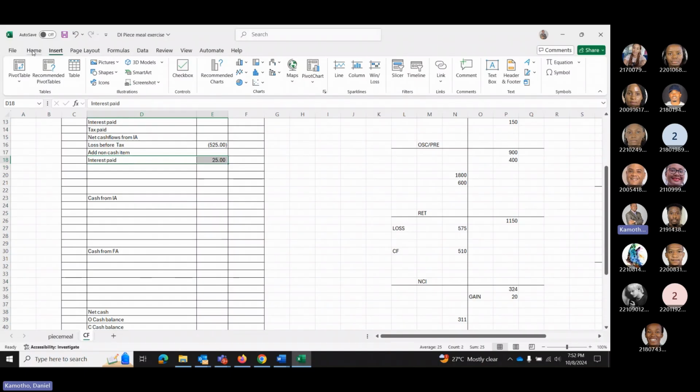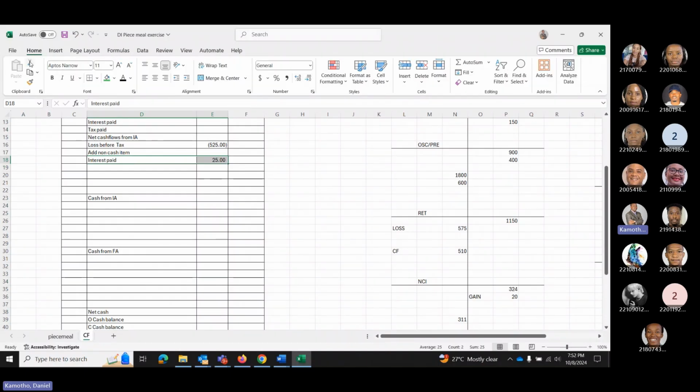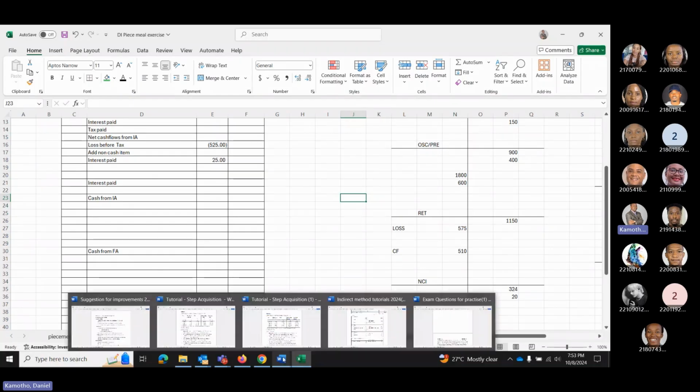I think my structure is becoming a mess. Let me paste this. I don't know whether it's paid. Let's say adjust for interest paid, which is minus 25. This is the one that we are reversing. No, it's added, so it's subtracted, so we add it back. Now we read the information to discover whether there are other non-cash items. So we go to the question.